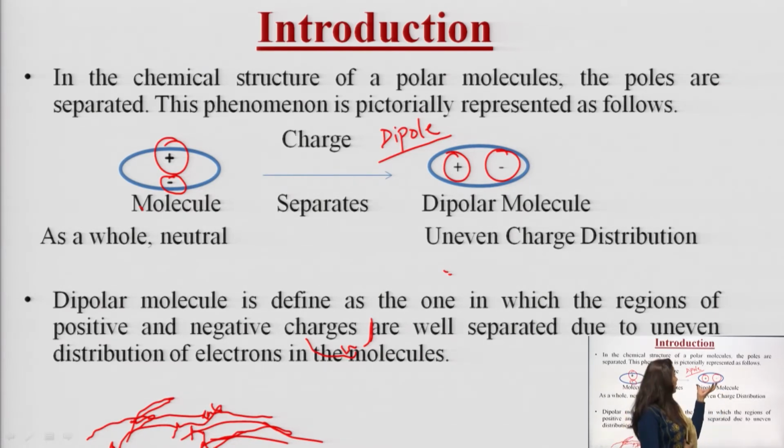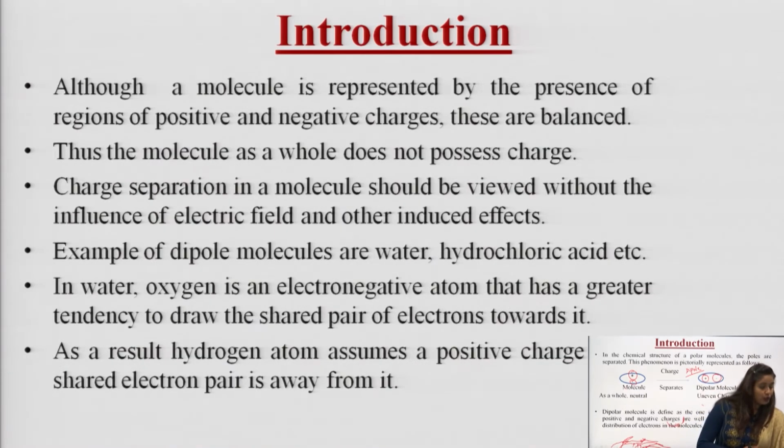So, this uneven charge distribution can happen only in certain types of compounds. When the molecule as a whole is neutral, it has positive and negative charge connected, but when we separate them, positive comes to one end and negative goes to the other end, and the distance between positive and negative is very small. It is known as a dipole, and that is known as dipolar molecular uneven charge distribution. The dipolar molecule is defined as one in which the regions of positive and negative charge are well separated due to uneven distribution of electrons.